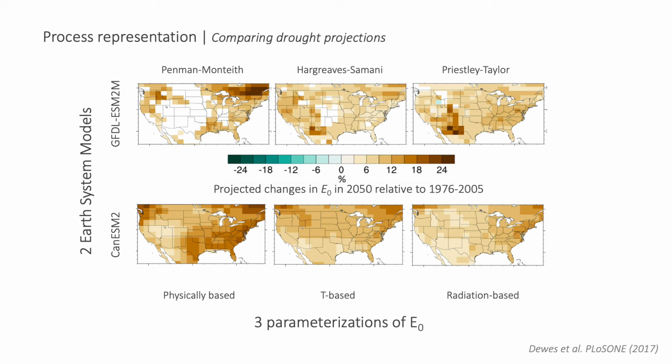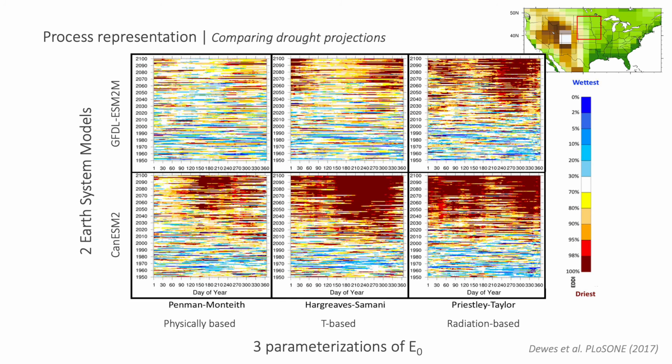These are projected trend changes in evaporative demand relative to this 1976 to 2005 period. They're very different depending on what parameterization is used and what driving model is used. And they are very different in terms of what they show for drought risk in the future. Each of these panels shows drought risk evolving from 1950 upwards to 2100 for each of those parameterizations of evaporative demand and the Earth system models.